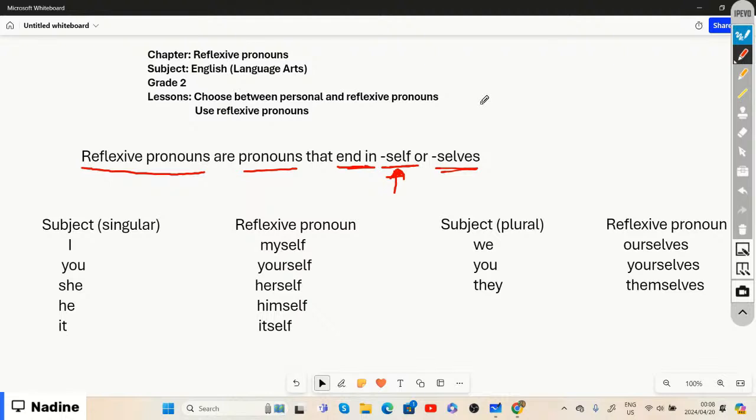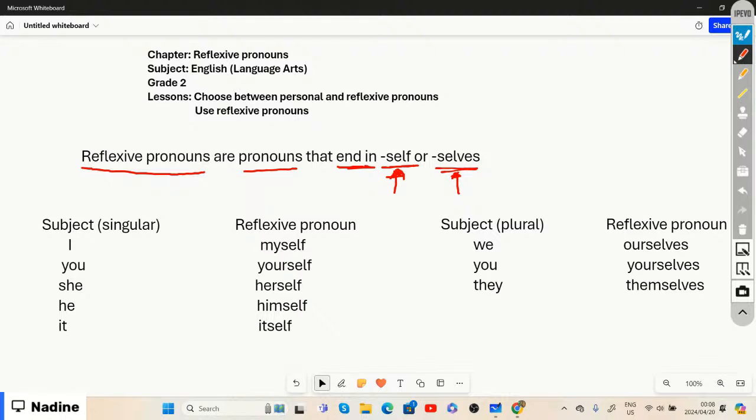But when we have a plural subject and we're referring to more than one person, our word is going to end in selves. Either ourselves, yourselves, or themselves. And we are going to go deeper into how we can put that in a sentence and how we can identify that.